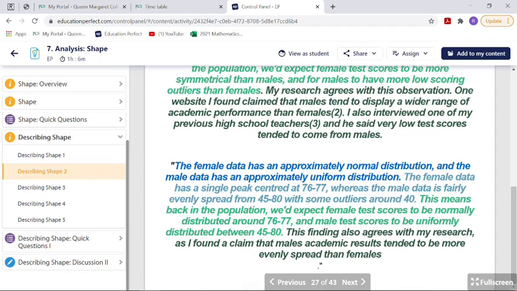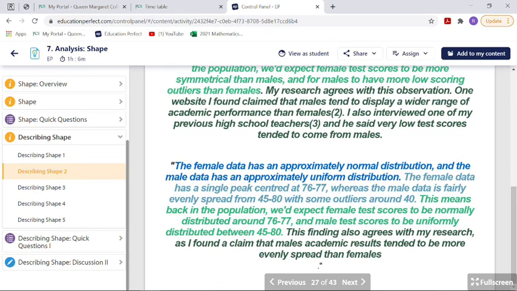The female data has a single peak centered around a value. Make sure you back it up with mathematics. Whereas the male data is fairly evenly spread with some outliers around 40. That's that mode that we were looking at. This means back in the population, we'd expect the female test scores to be normally distributed around that peak, and male test scores to be normally distributed between 45 and 80. That's just the range, yeah? That's where they're getting those numbers.